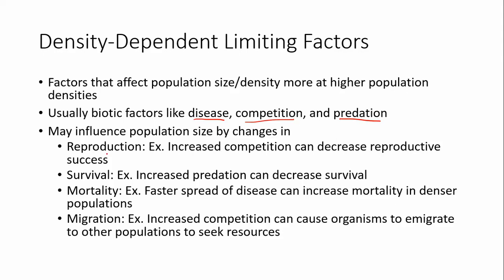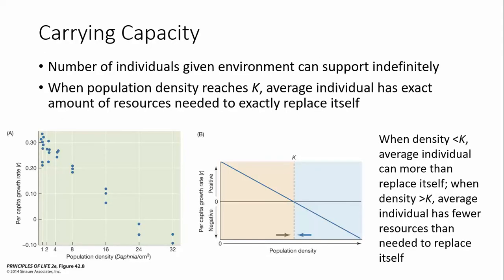So you can have changes in reproduction. For example, if you have increased competition, that's going to decrease each individual's reproductive success. You can have changes in survival, so increased predation decreases survival. You can have changes in mortality, like a faster spread of disease can increase the death rate. And migration: if you have increased competition, organisms can emigrate to other populations to seek resources to use. So the carrying capacity can be defined as the number of individuals any given environment can support for a long period of time.